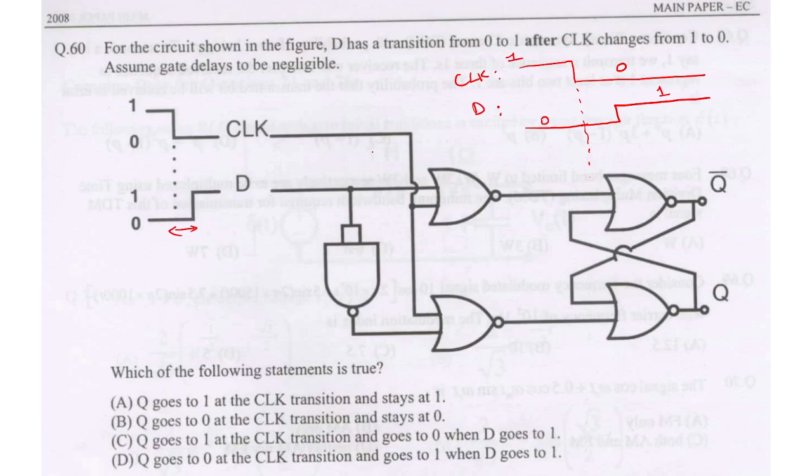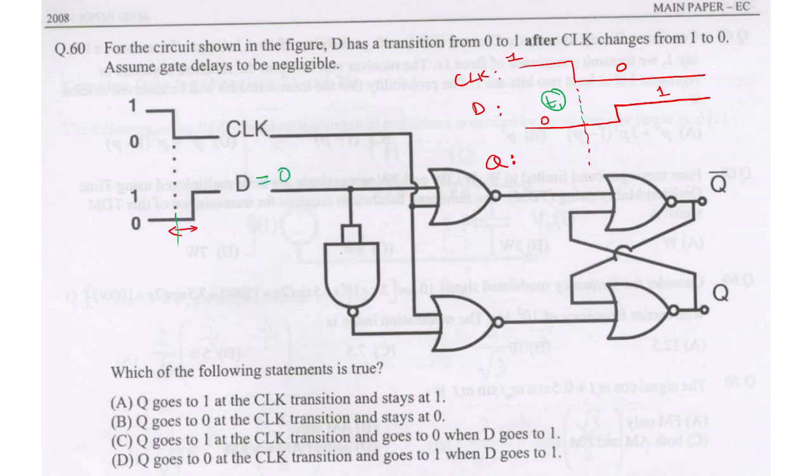Okay. So now we need to find what is Q, right? So initially what is the value of D? D value is 0, right? Let's say I am calculating at this time interval T1, before applying the clock edge. So let's say this initial value is 0.